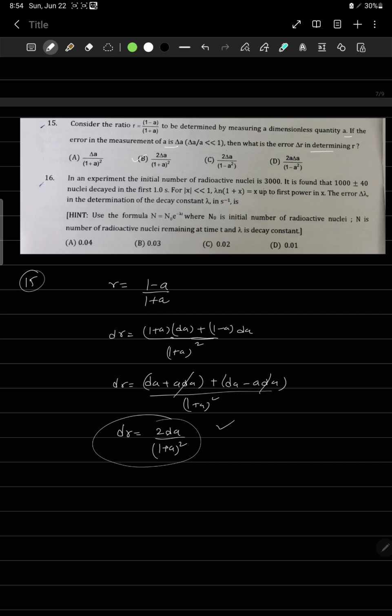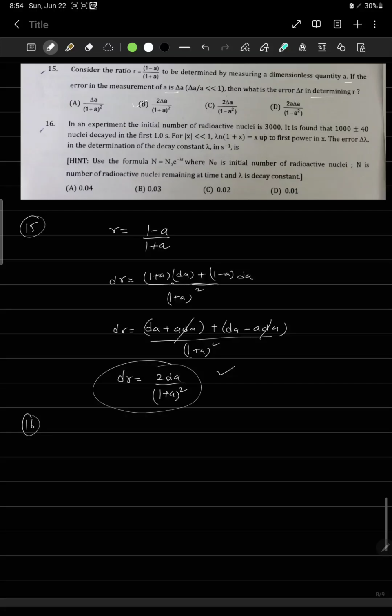So by differentiation we get the answer. Question number 16, we'll see. What is the question? In an experiment, the initial number of radioactive nuclei is 3000 and it's found that 1000 nuclei decayed.